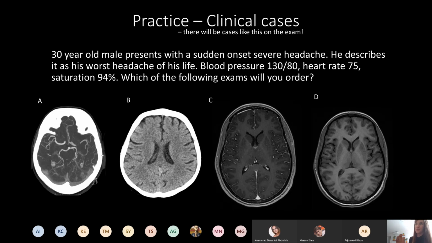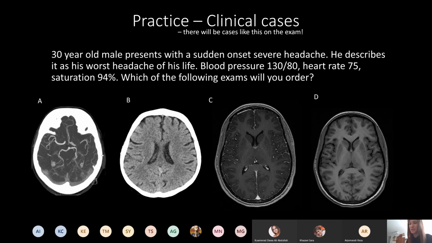He describes it as the worst headache of his life. Blood pressure is 130/80, heart rate 75, saturation 94. Which of the following exams will you order? I think it's bleeding, so A. What did you say, B or A? A. I think it's a bleeding. Okay, yes, it's correct.